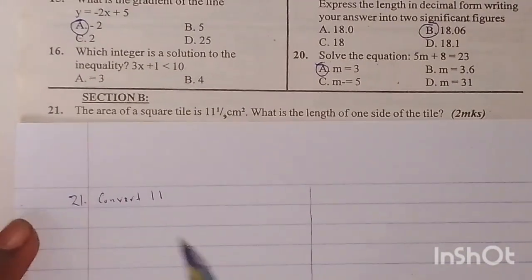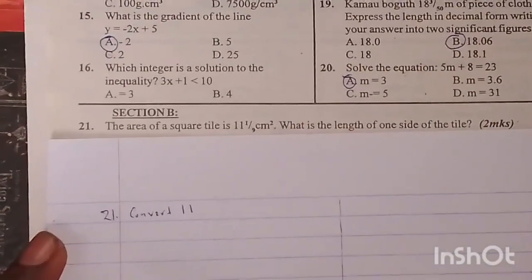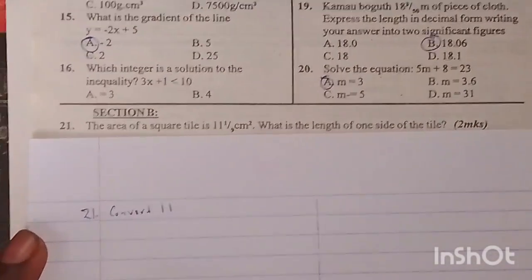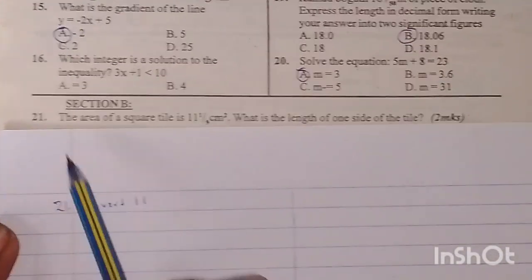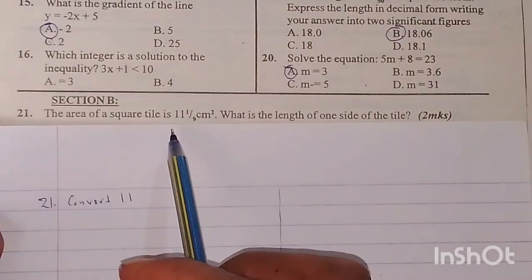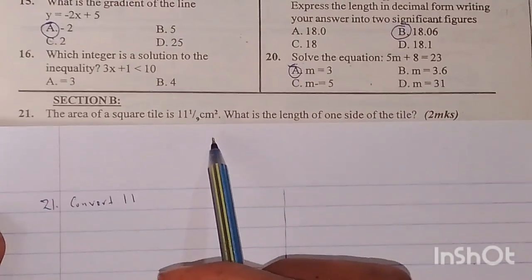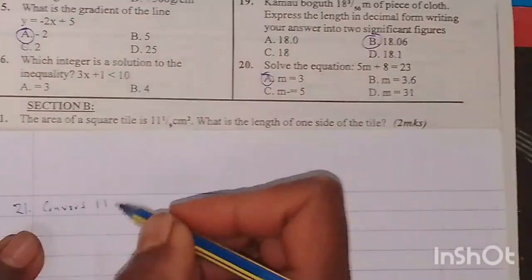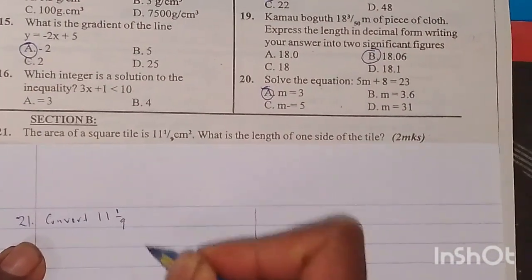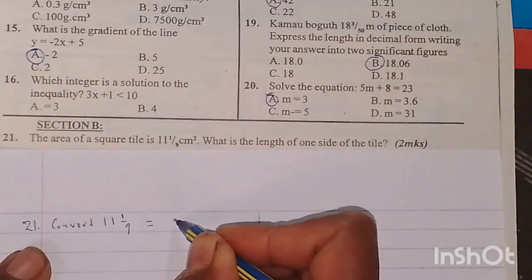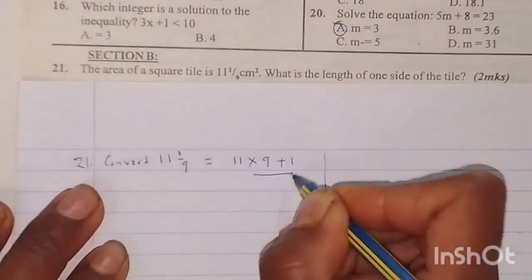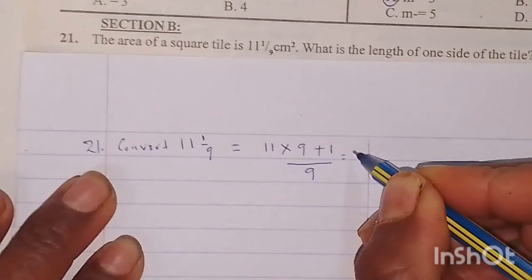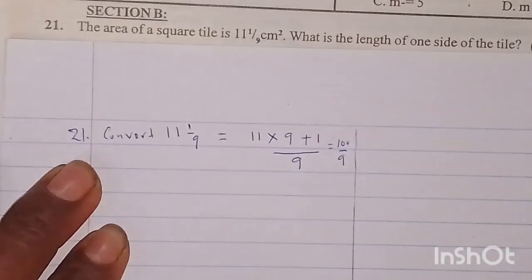Okay, I'm back. I'm online teacher Kaish, ready to present the revision of grade 9 mathematics section B. Number 21. The area of a square tile is 11 1/9 centimeters squared. What is the length of one side of the tile? To answer this question, you need to convert 11 1/9 into an improper fraction. This is equivalent to 11 multiplied by 9 plus 1 all over 9. And the answer is 100/9.